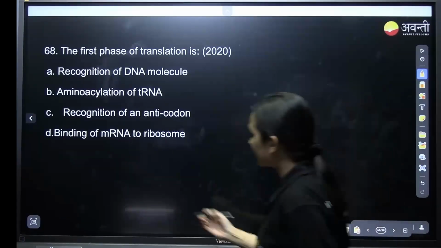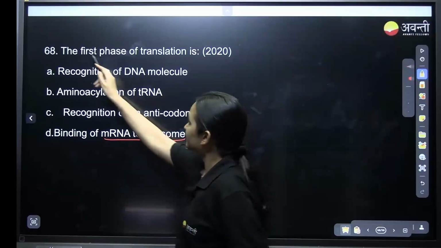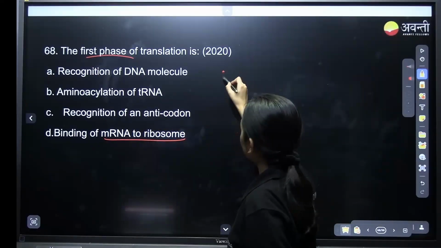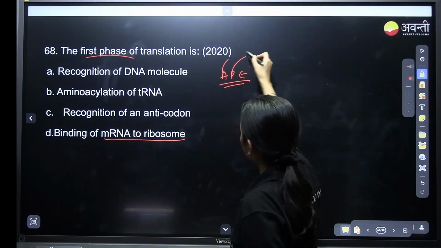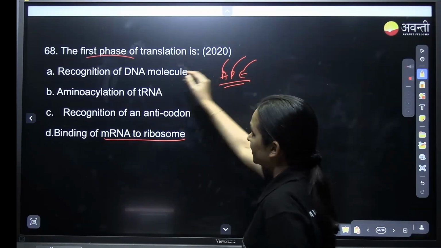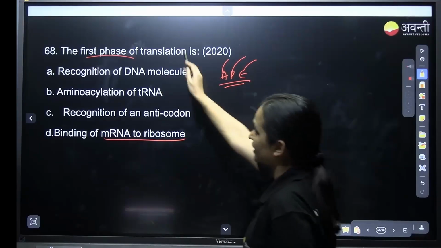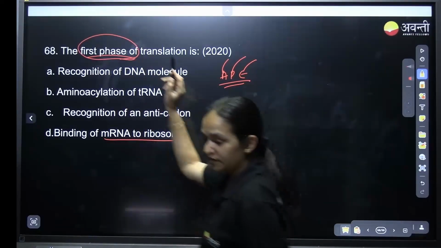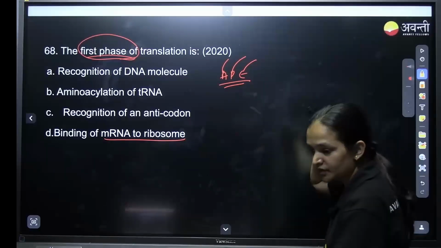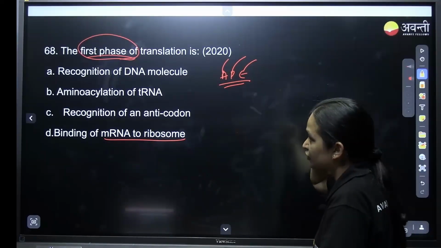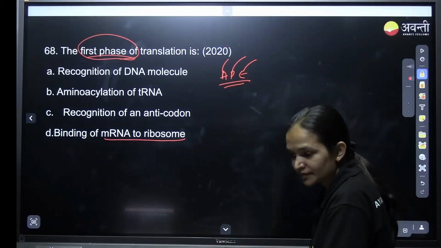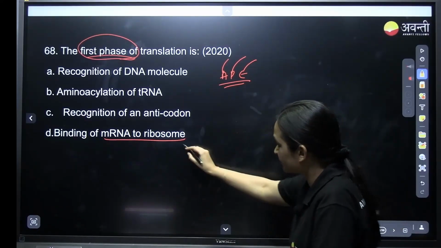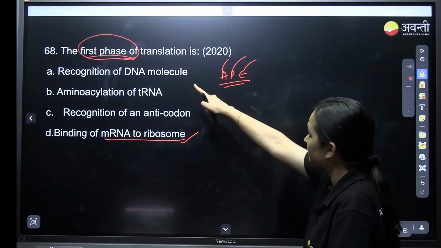So translation begins with the binding of mRNA to the ribosome, but the phases are A, P and E, right? That is amino acylation, peptidyl and exit. For the first phase of the translation, they have asked the phase, okay? That is amino acylation of tRNA is the first phase. This is the beginning of the beginnings, but they have asked the phase, okay?